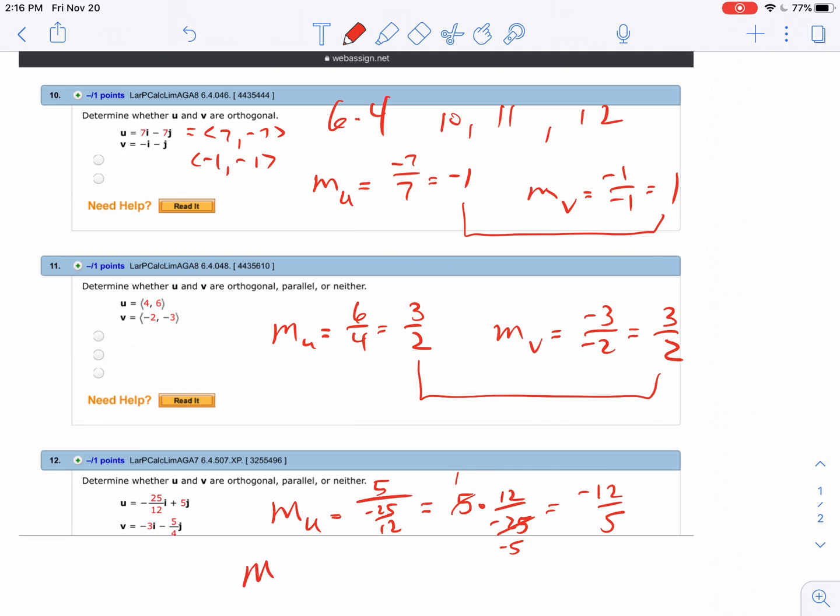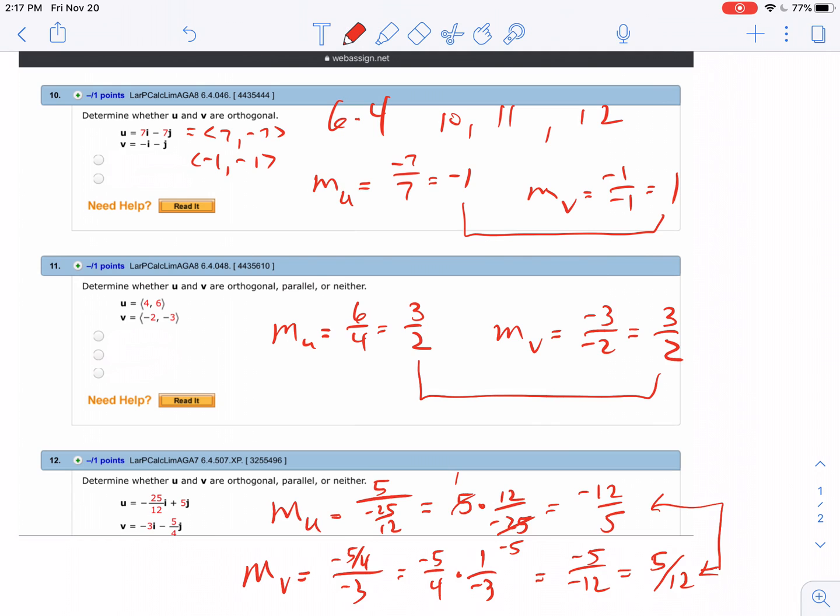And then when I do the slope of v, my y value is negative 5 fourths, and I'm dividing by negative 3. So this would be negative 5 fourths times, remember negative 3 is like negative 3 over 1, so you're going to multiply by 1 over negative 3, and I'm getting negative 5 over negative 12, which is positive 5 twelfths. And when I look at those two things, those are negative reciprocals, so they're orthogonal.